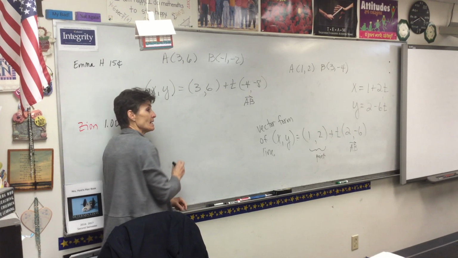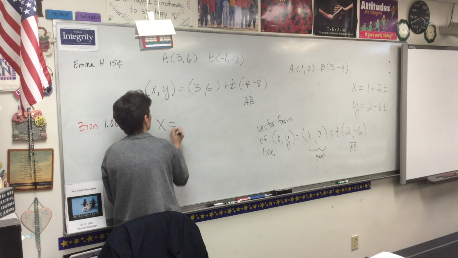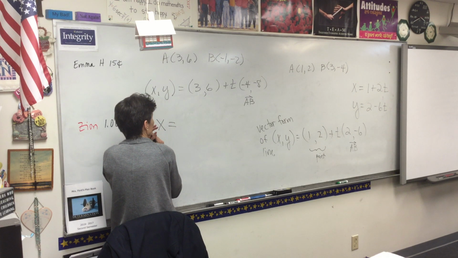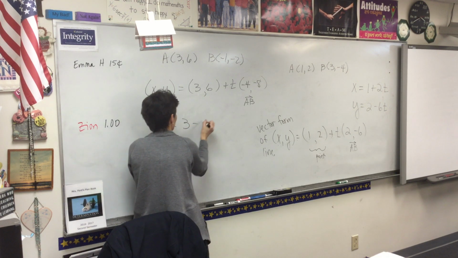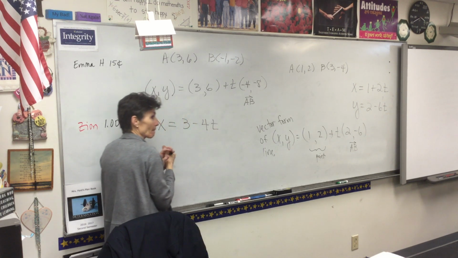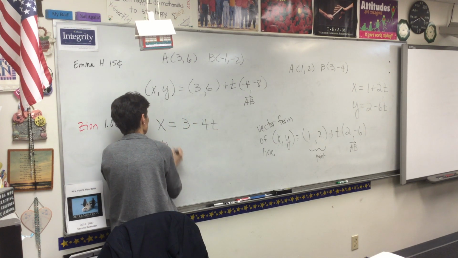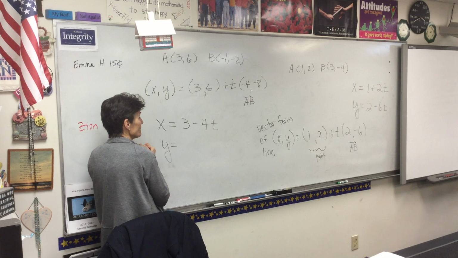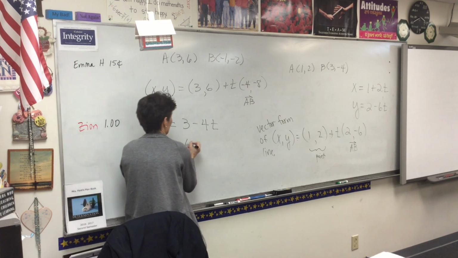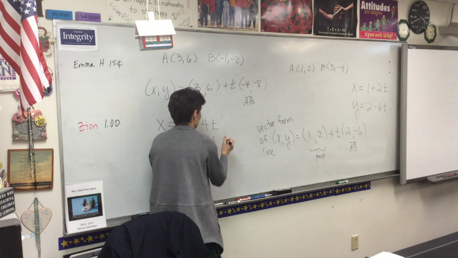So what are your answers? x equals what, Christina? 3 minus 4t. Okay. 3 minus 4t? Christina, can you give me y? What would y be? 6 minus 8t. Perfect. There it is.